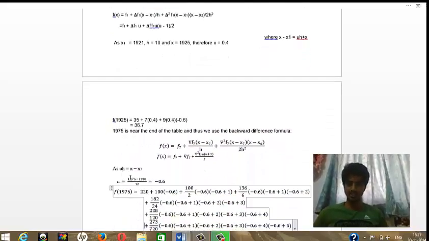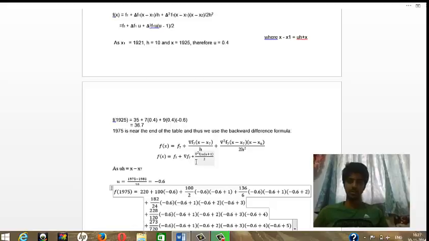The backward difference formula states that f of x is equal to f7 plus del f7, where del is the backward difference operator, into (x minus x7) upon h, and so on. So f of x is equal to f7 plus del f7 u plus del square f7 u into (u plus 1), and so on.